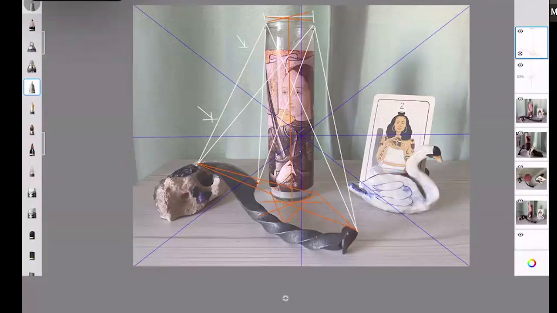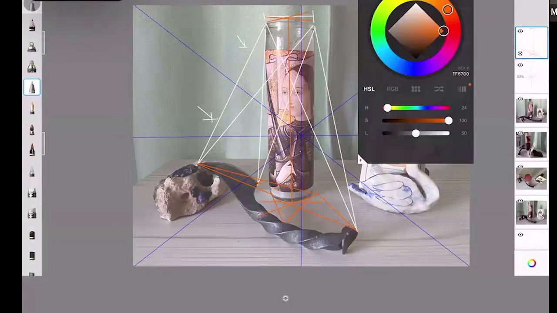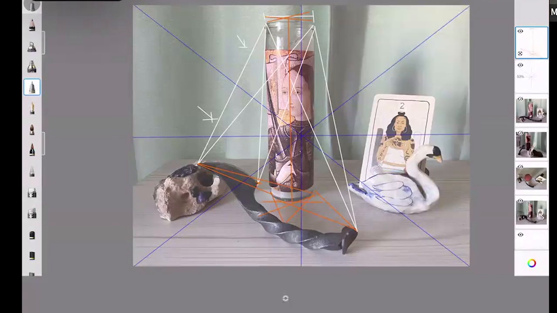So if I go around the still life and I do this for all of the objects, oh, that's the same color as our background lines, but I think it's okay. Then I can find sort of precisely where things sit to one another.